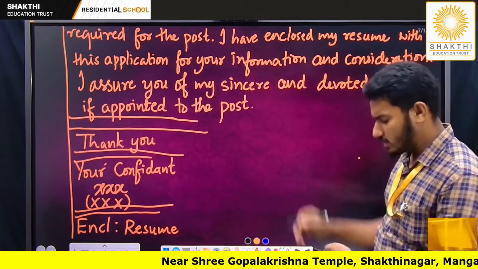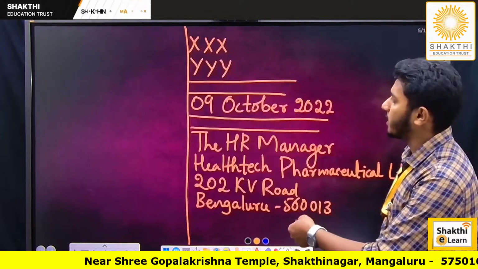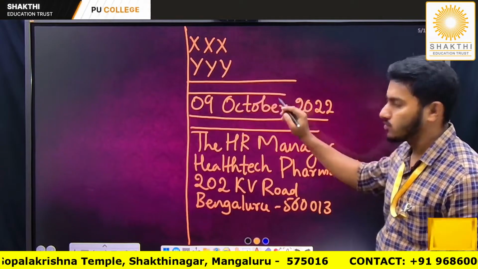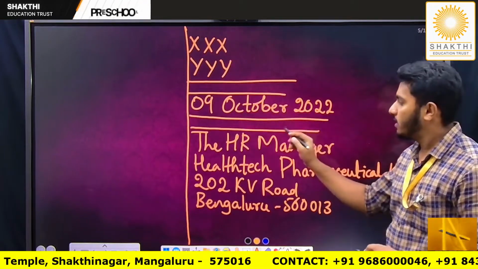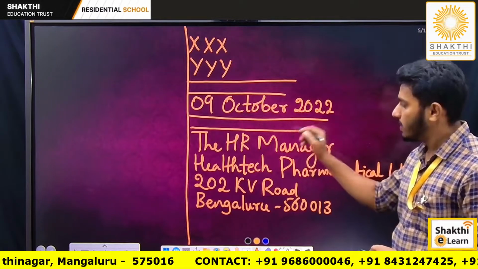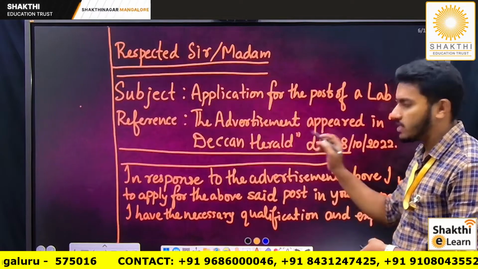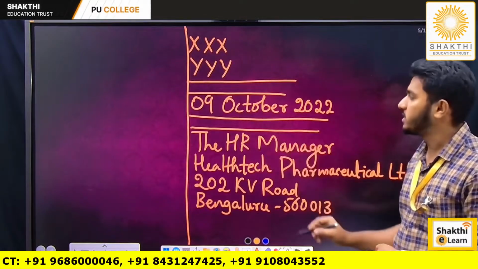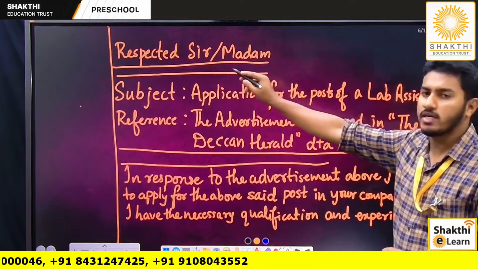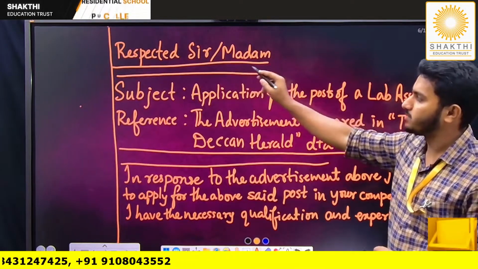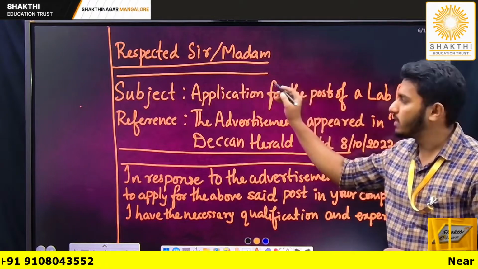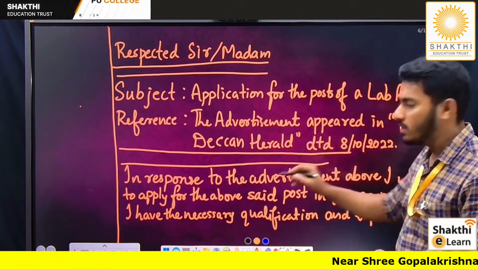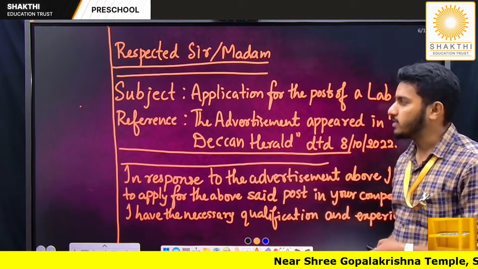So this is how we are supposed to write a job application. First, it starts with the sender's name and address, and then we leave a line, then we write the date, and again we leave a line. Then we write the receiver's address, which means the employer's address, and after that the salutation, written in this format: respected sir or madam. Then again we leave a line, then mention the subject, then the reference, and after which we leave one more line.